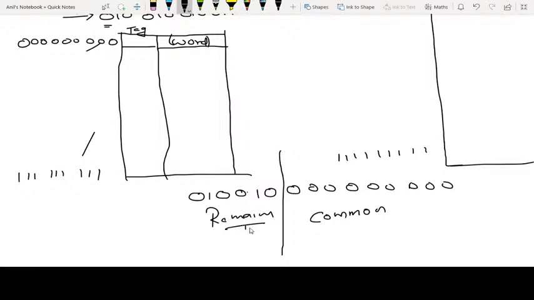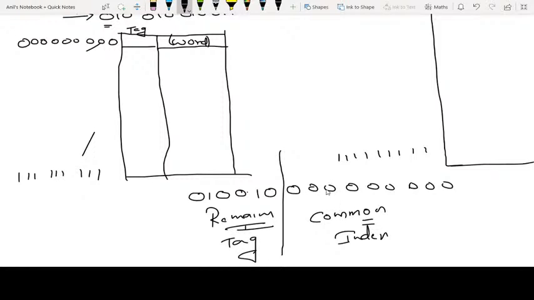Let us stay focused again. The total address reference will be divided into two parts. One is the common portion, which is common for both the cache memory and the main memory, and the remaining portion. This remaining portion is not available in the cache memory, only in the main memory. This is how the address will be divided. The common portion can be called an index, and the remaining portion can be called a tag.